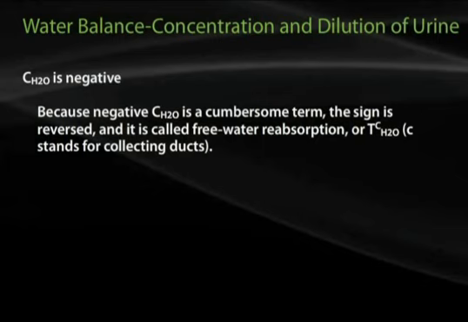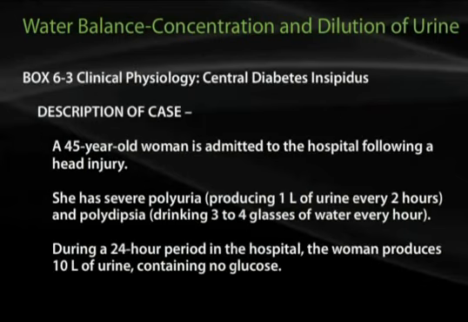Let's walk through another case of central diabetes insipidus. A 45-year-old woman is admitted to the hospital following a head injury. She has severe polyuria, producing 1 liter of urine every 2 hours, and polydipsia. She is drinking 3 to 4 glasses of water every hour. During a 24-hour period in the hospital, the woman produces 10 liters of urine containing no glucose.